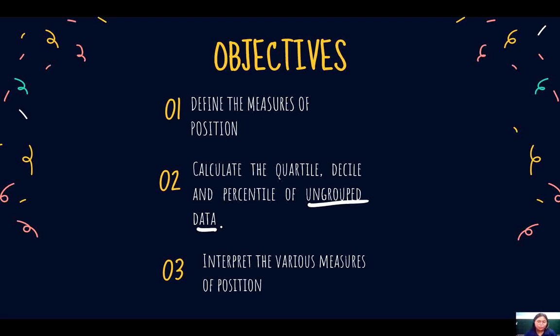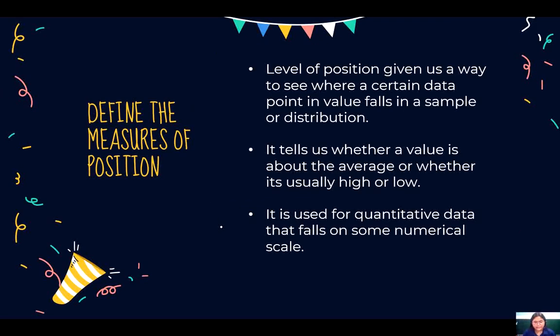Once we calculate the value of a specific quartile or decile or percentile, we are going to interpret those data. First, let's define what a measure of position is. Measures of position are a way to see where a certain value falls in a sample or distribution. It tells us whether a value is about the average or whether it's unusually high or low. It is used for quantitative data that falls on some numerical scale.